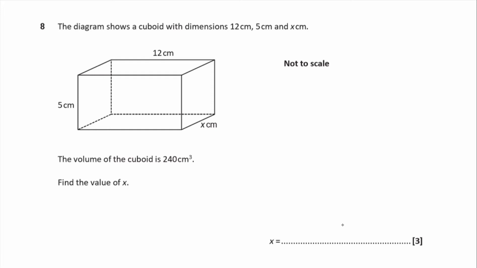Question 8. The diagram shows a cuboid with dimensions 12 centimetres, 5 centimetres and a mystery x centimetres. Okay, so we don't know that length there, so we've put in an x to represent it. We do know the volume of the cuboid though. We know that the volume of this cuboid is 240 cubic centimetres. So that's how much space is in that cuboid.